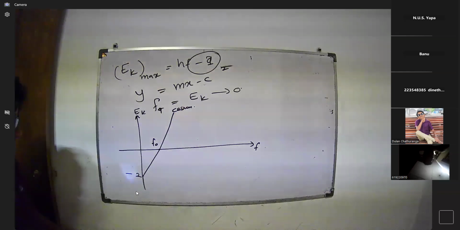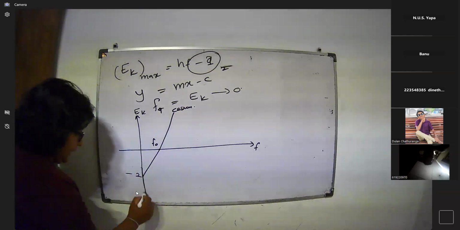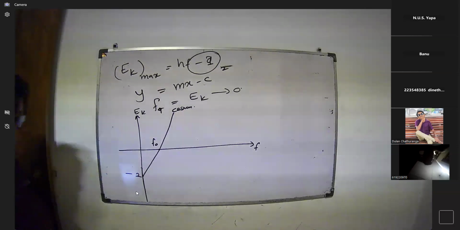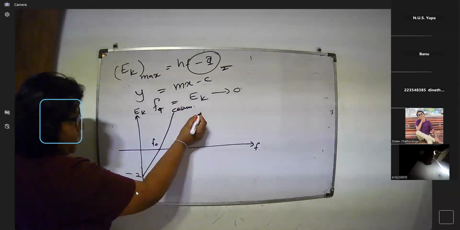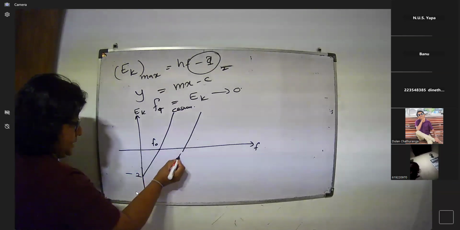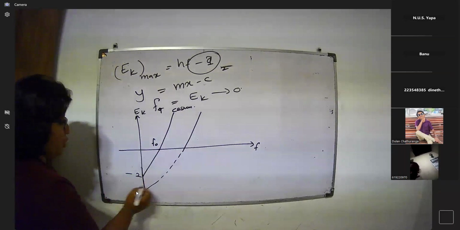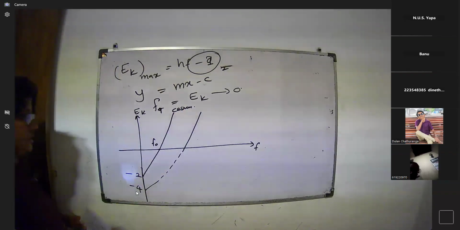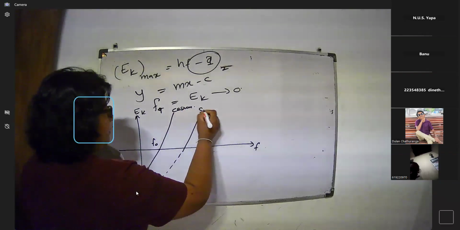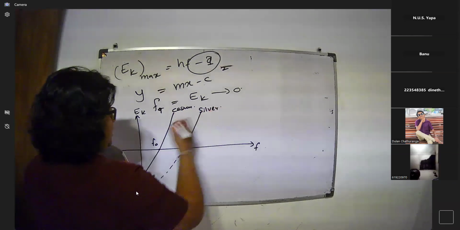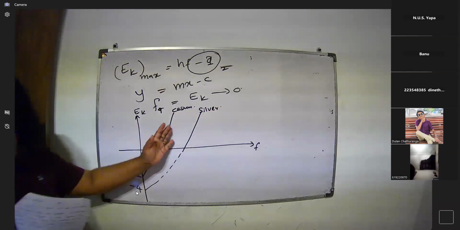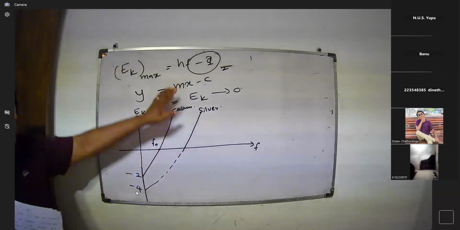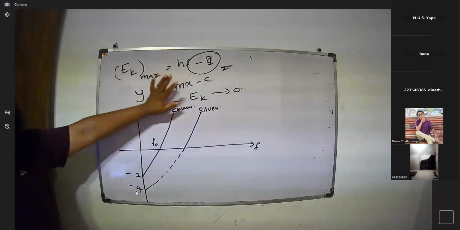The next one, then what happened? We know the gradient is the same, it is equal to the Planck constant, so it should be parallel with this one, but the intercept is minus 4 because the work function is 4, right? This is the work function for the silver plate. These two are parallel because the gradient represents the Planck constant h, right?